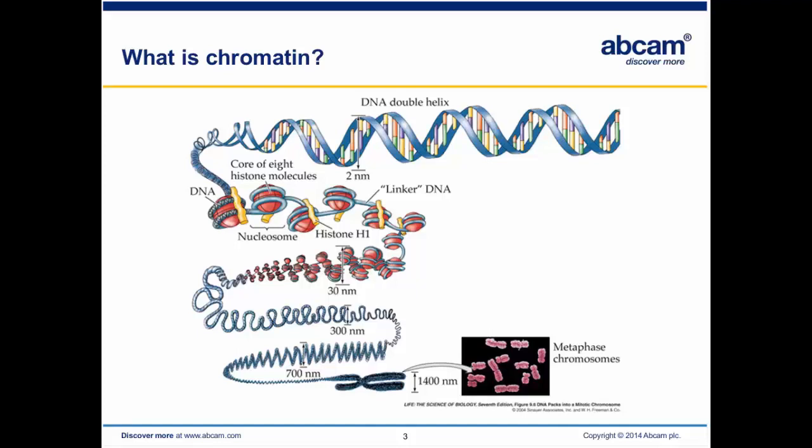This beads-on-a-string structure is called euchromatin. When multiple nucleosomes condense even further to wrap into the 30-nanometer fiber, this structure is termed heterochromatin. Finally, there is even higher level packaging to form metaphase chromosomes during mitosis and meiosis.